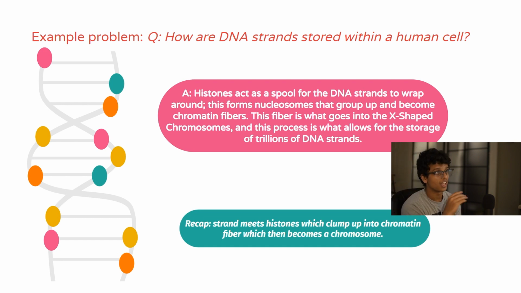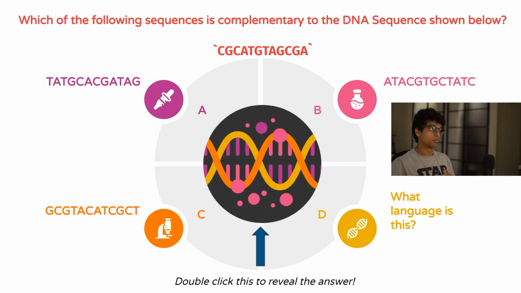But histones basically act as a spool. If you don't know what a spool is, it's something that helps wrap something around, for DNA strands to wrap around. This forms nucleosomes that group up and become chromatin fibers. These fibers then go into the X-shaped chromosomes, and this process is what allows for the storage of trillions of DNA strands.